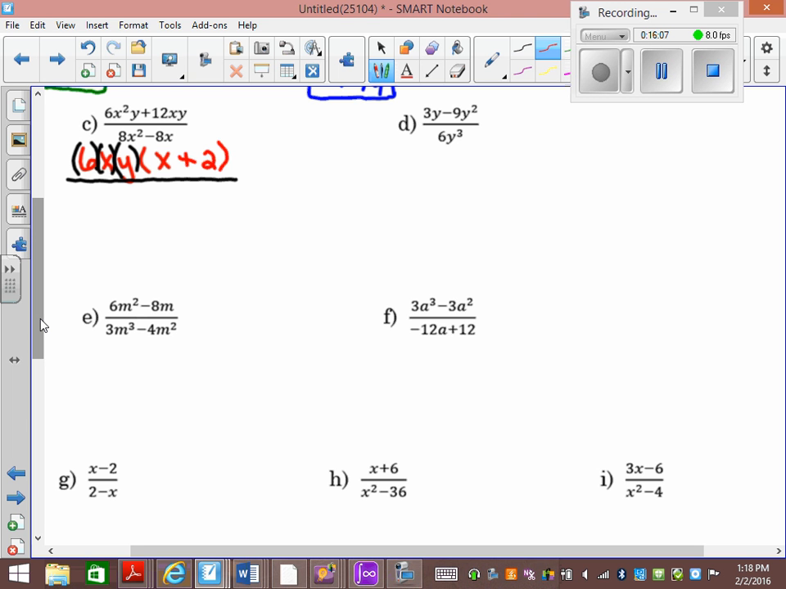On the bottom unicorn, what can I take out? See, he knows. I can take out an 8x. And when I take an 8x out of 8x squared, I'm left with x. 8x out of negative 8x, I'm left with negative 1. And that 8 and x can go in their own bracket.